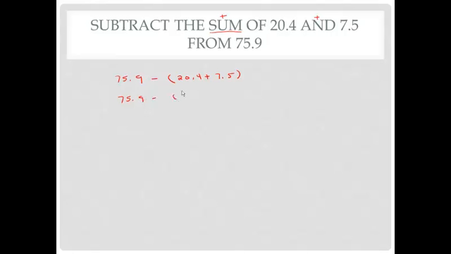And when I add 20.4 and 7.5, that gives me 27.9. Then I can subtract 75.9 minus 27.9. And when I subtract those two numbers, I come up with 48. So again, the key word there is sum, telling us that we needed to add 20.4 and 7.5 before we subtracted the total from 75.9.